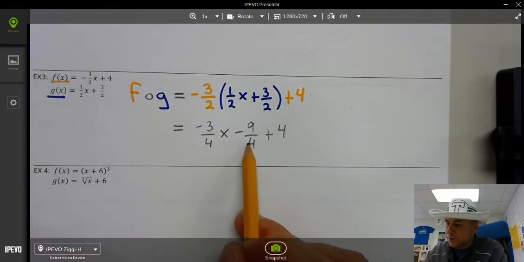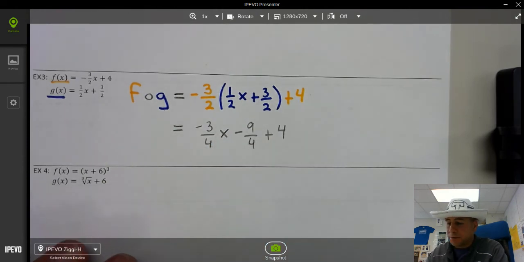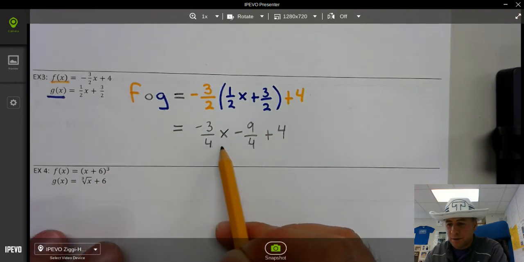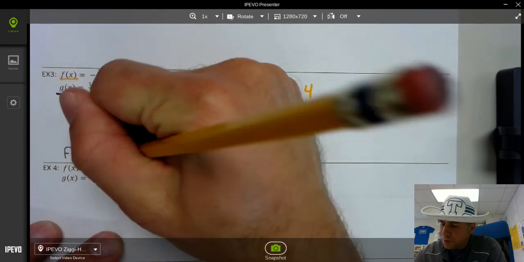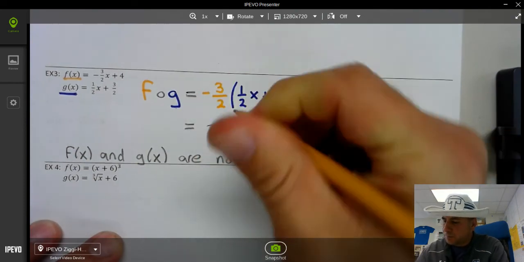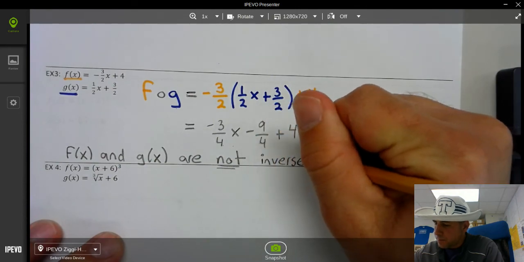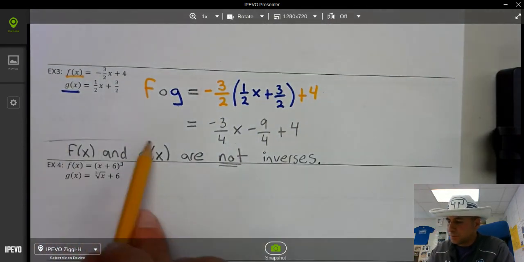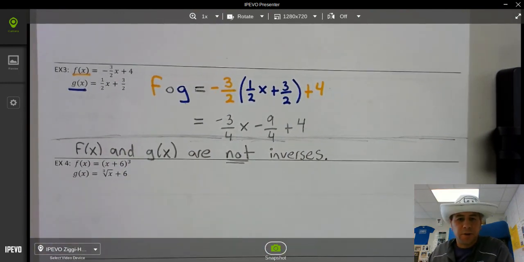We can see that these aren't going to cancel. That's not going to reduce to 1x. So you can stop here because they have to both be x. Since this is not going to be x, we can say that f of x and g of x are not inverses. There you go. That should familiarize you with using composition of functions to determine if the functions are inverses.